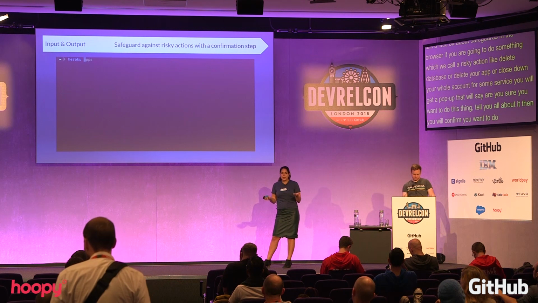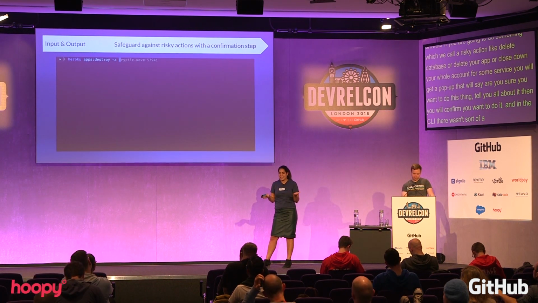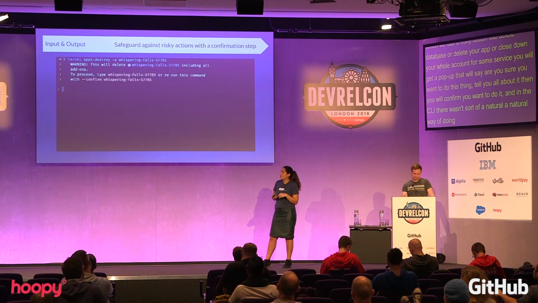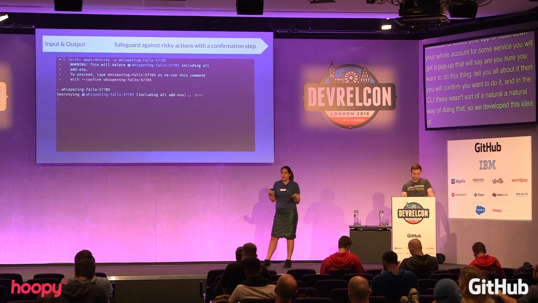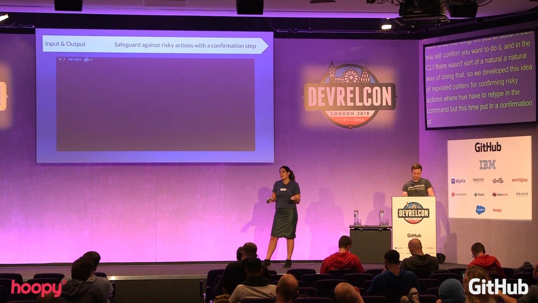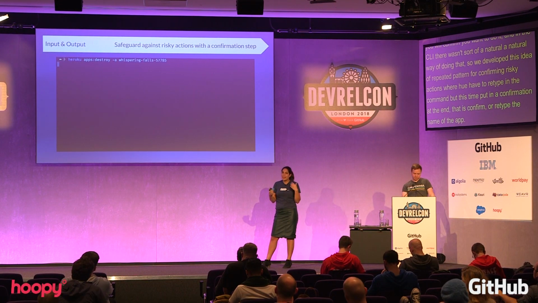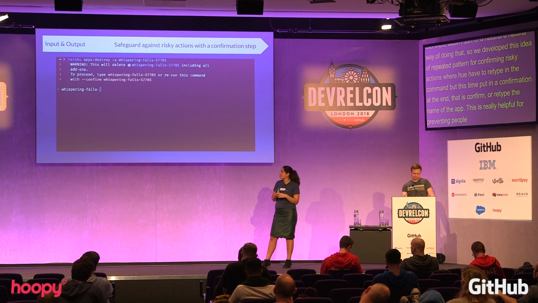And in the CLI, there wasn't a natural way of doing that. And so we developed this idea of a repeated pattern for confirming risky actions, where you have to retype in the command, but this time put in a confirmation at the end, --confirm, or retype the name of the app. And this is really helpful for preventing people from taking a really destructive action with just typing a few words.